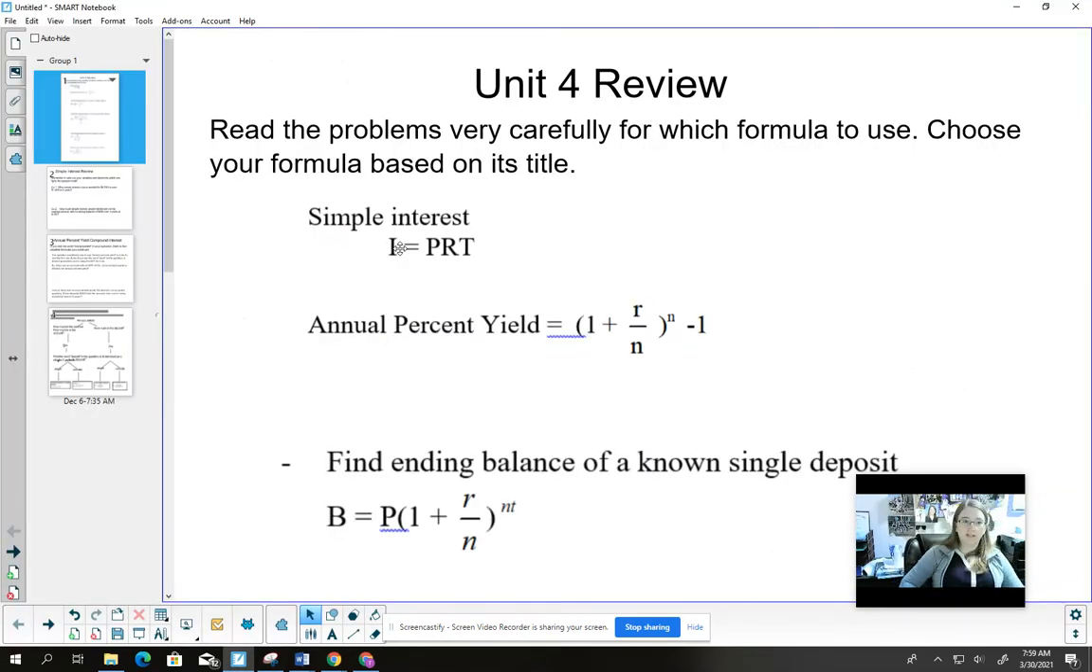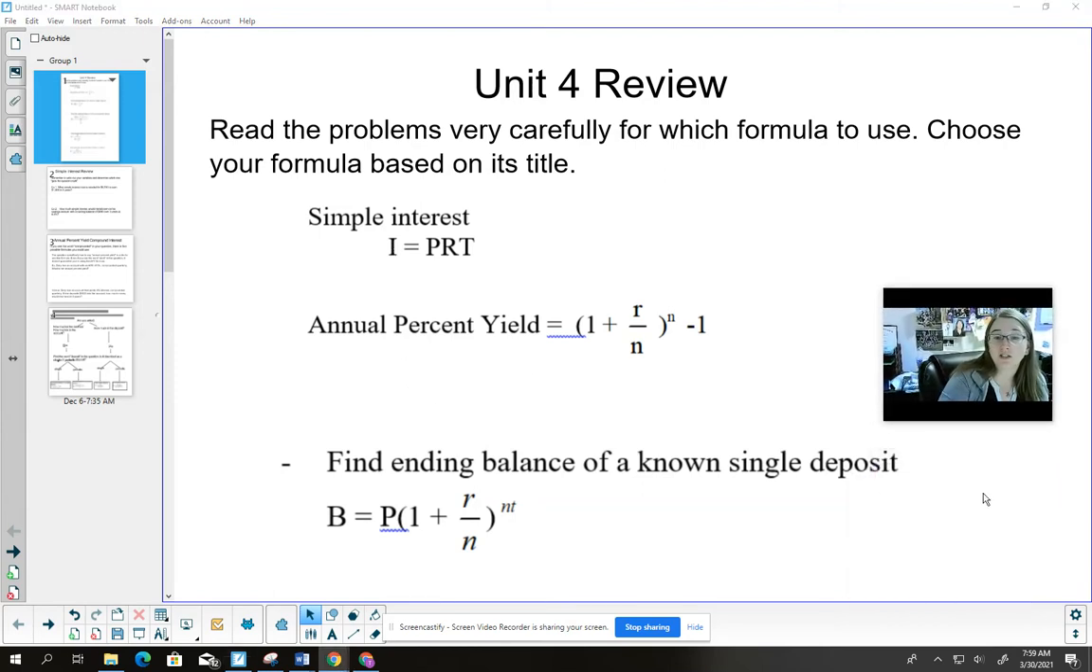So I just wanted to go over a couple things here in the review. You're going to have the formula matching and then the actual full review as well. So I just wanted to remind you of a couple things before you go and do the formula matching and before you try the full review.